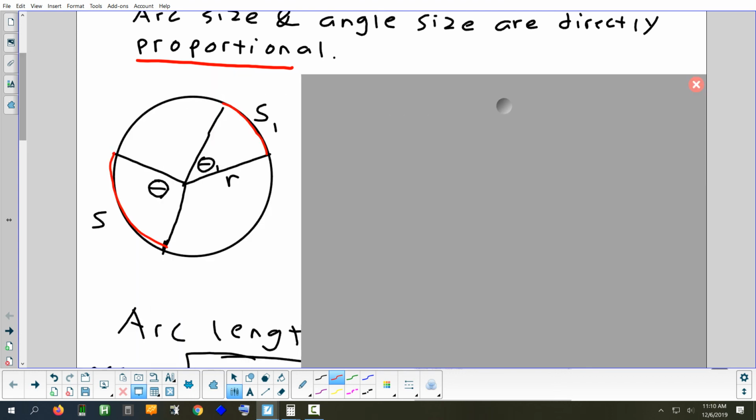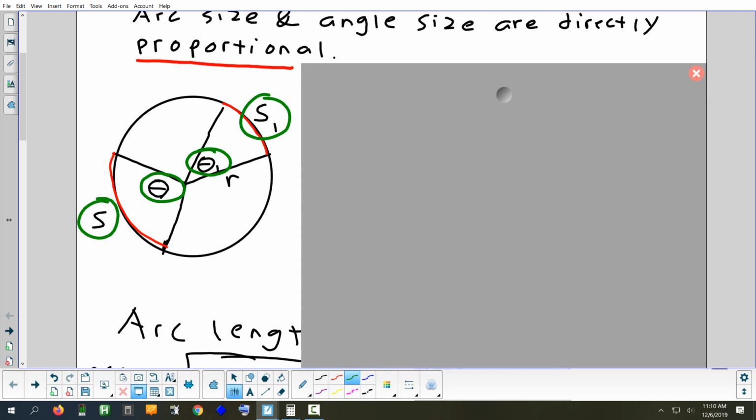So, we're going to start with this diagram. What I've drawn in that diagram are two angles and two arcs. Angle theta and arc S. Angle theta 1 and arc S1. R is just the radius. All those black lines from the center are R. Okay, but I'm not going to label them all R.